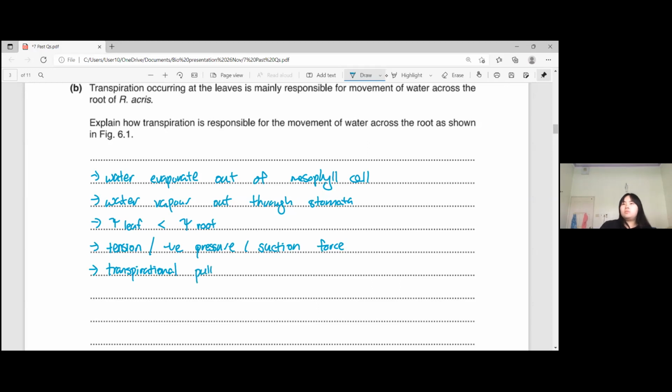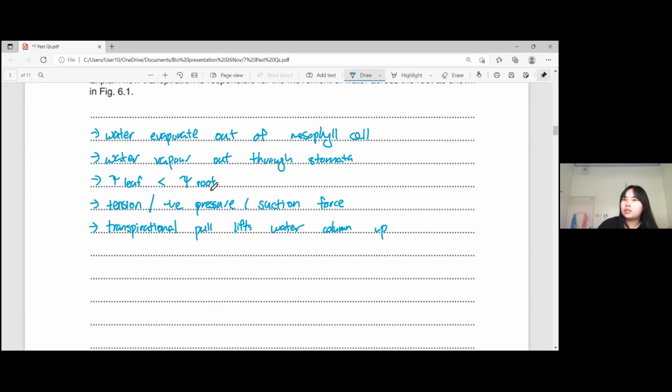And what the transpirational pull does is it will lift the water column up the xylem vessel. And we can also talk about the cohesion-tension theory here. So we can write about cohesion. Cohesion is the forming of hydrogen bonds between water molecules. So we can write cohesion between water molecules prevents the water column from breaking.